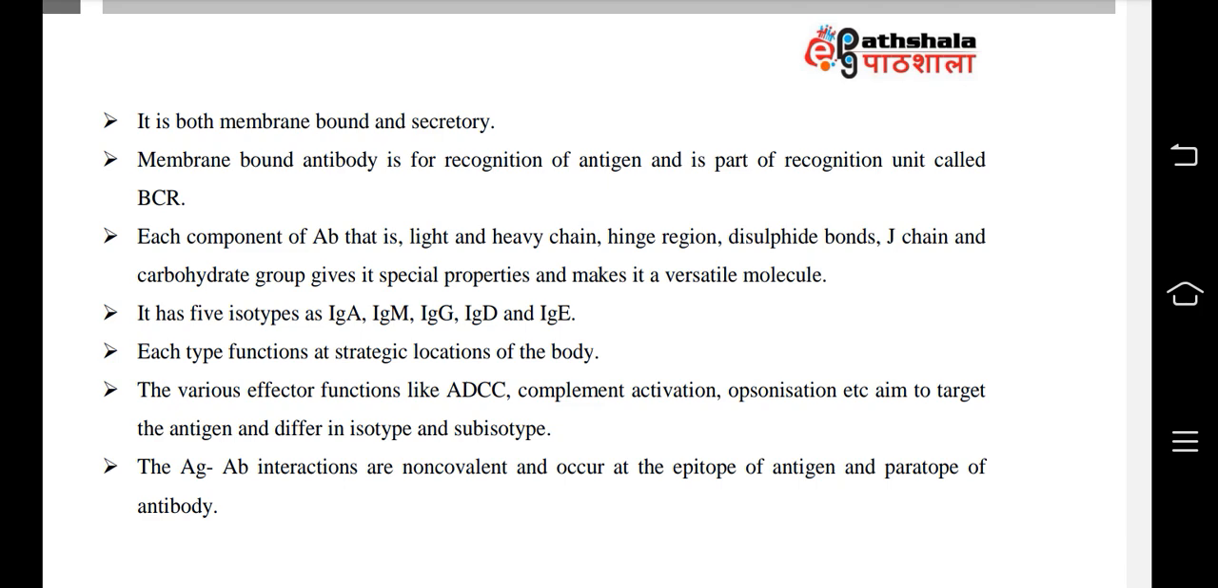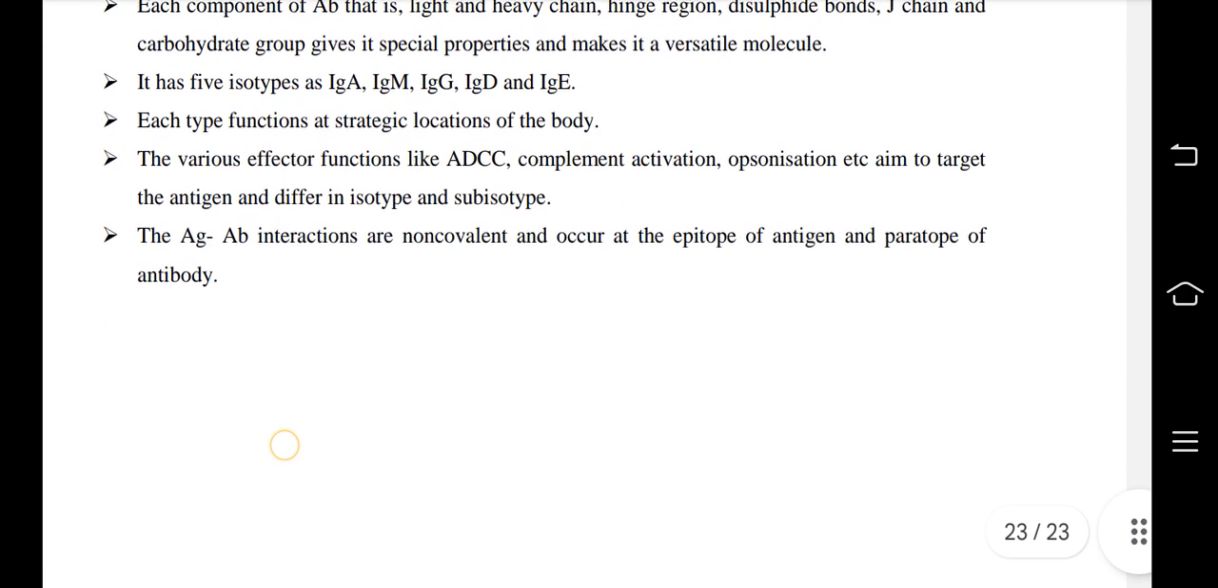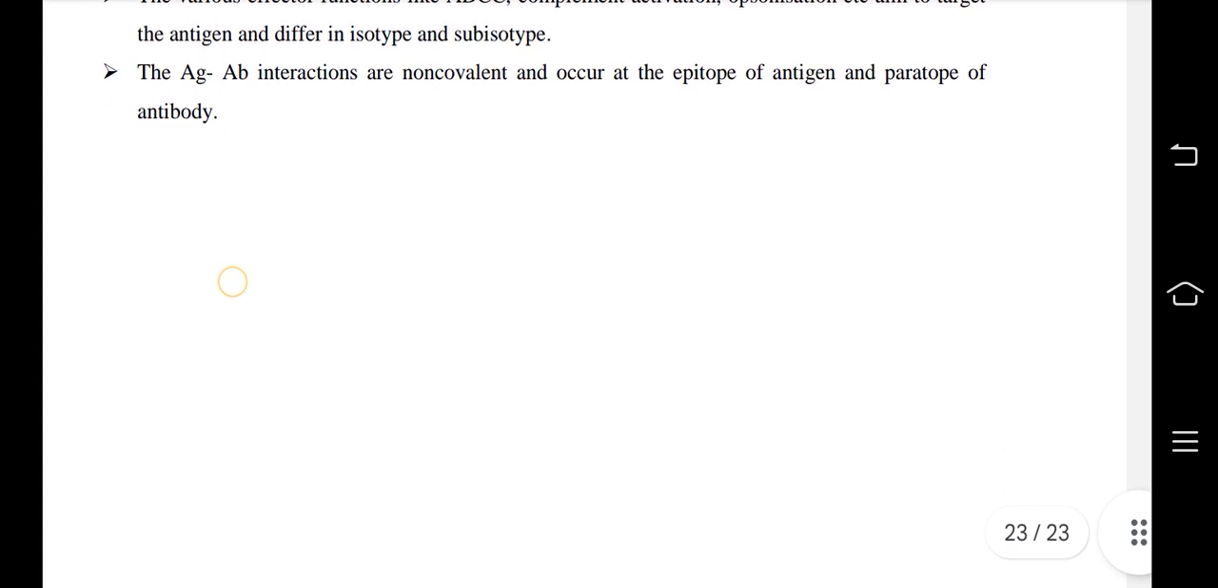It has 5 isotypes: IgA, M, G, D, and E. Each type functions at strategic locations of the body. The various effector functions like ADCC, complement activation, opsonization, etc. aim to target the antigen and differ in isotype and subisotype. The antigen-antibody interactions are non-covalent and occur at the epitope of the antigen and paratope of the antibody.